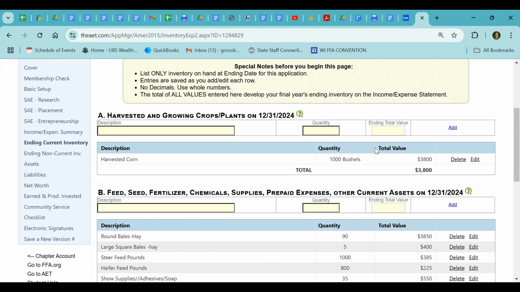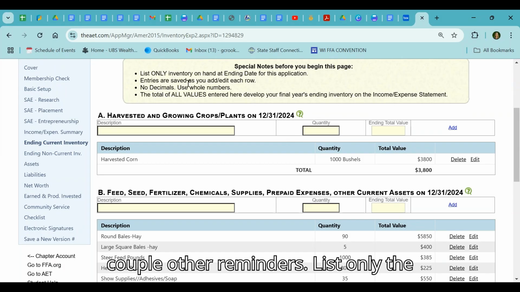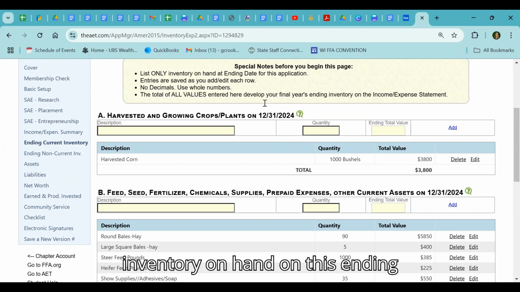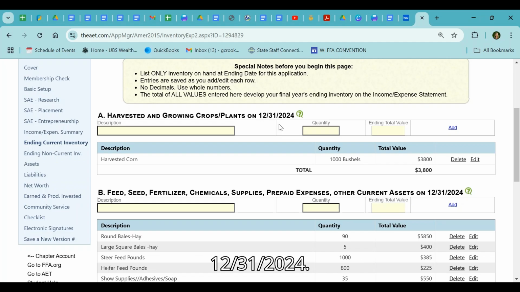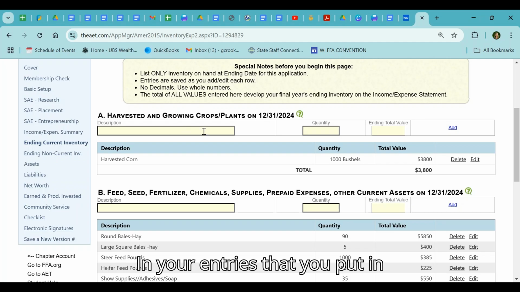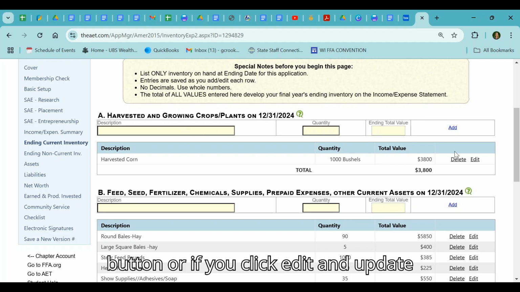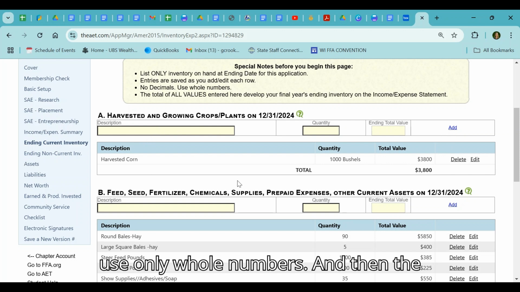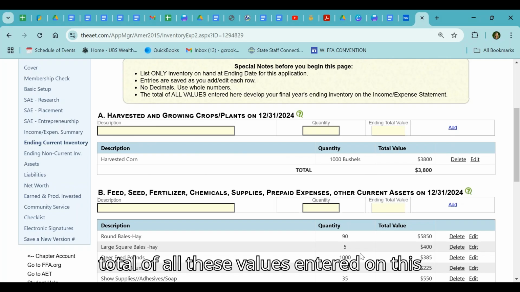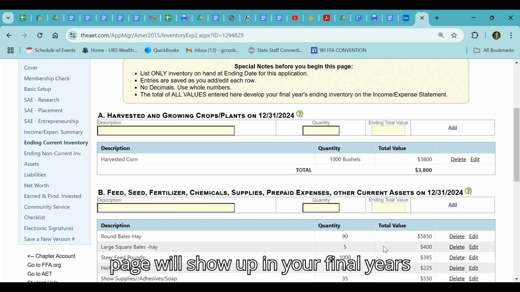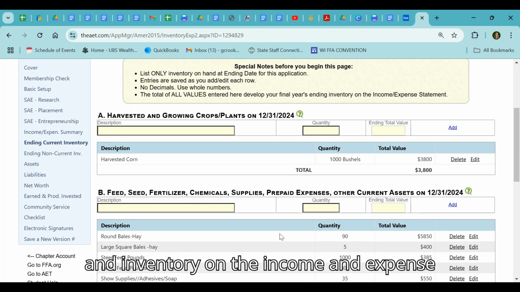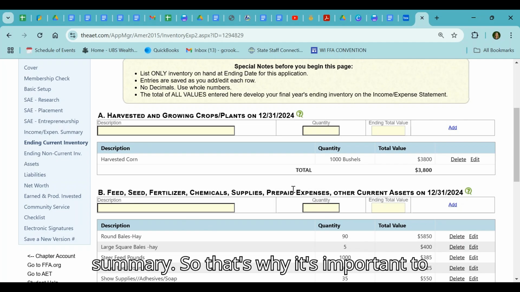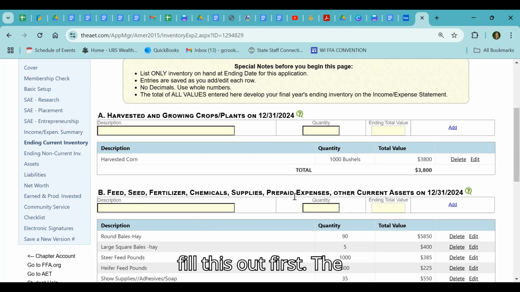All right, so a couple other reminders. List only the inventory on hand on this ending date. And this example is 12/31/2024. The entries that you put in will be saved when you click the add button, or if you click edit and update, they will save. Do not use decimals, use only whole numbers. And then the total of all these values entered on this page will show up in your final year's end inventory on the income and expense summary. So that's why it's important to fill this out first.